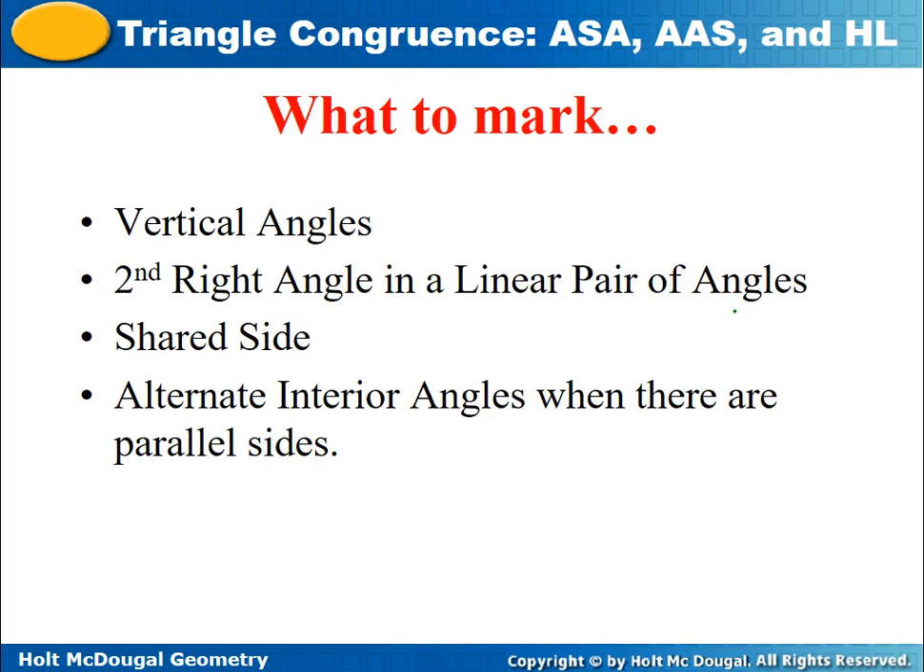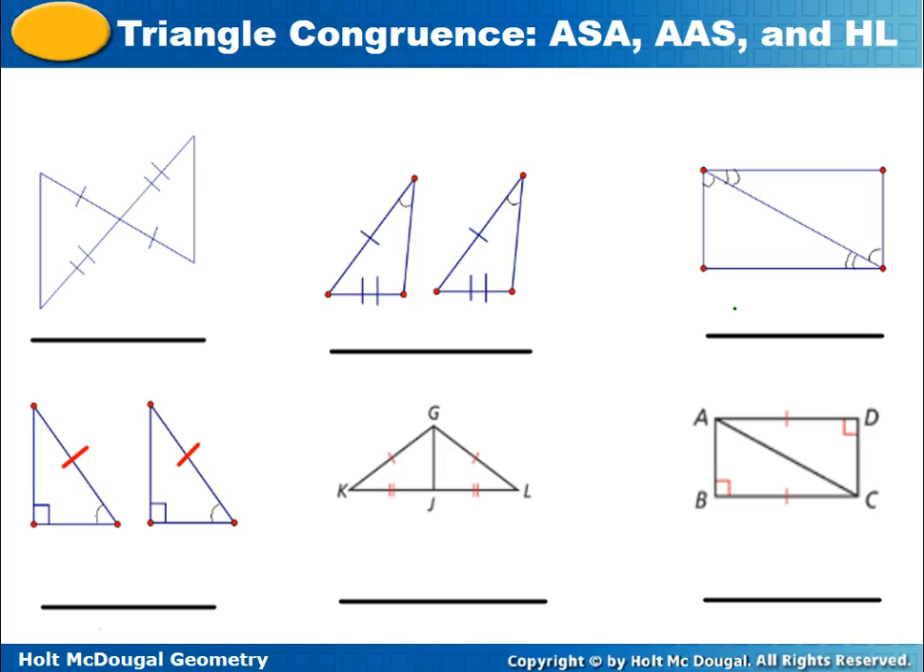So what can we mark on a drawing? We're going to talk about that, and then we're going to go over what was on the bottom of the page. We can mark vertical angles. We can mark a second right angle in a linear pair of angles. We can mark a shared side, and we can mark alternate interior angles when there are parallel sides. So let's look at these drawings. With this first one up here, we can mark the vertical angles, right? So when we mark the vertical angles, hopefully you can see here side, angle, side.